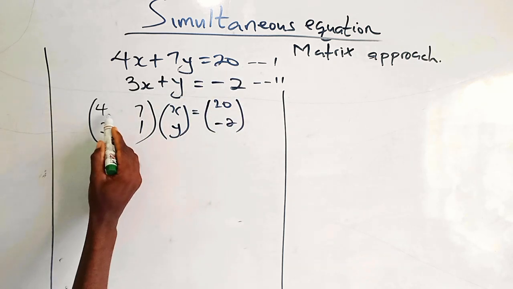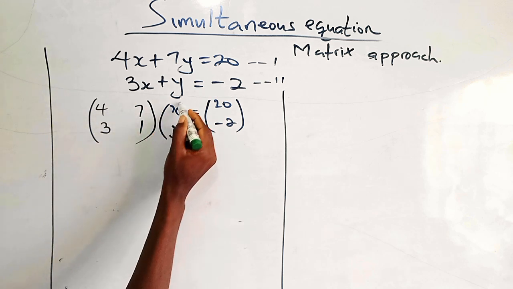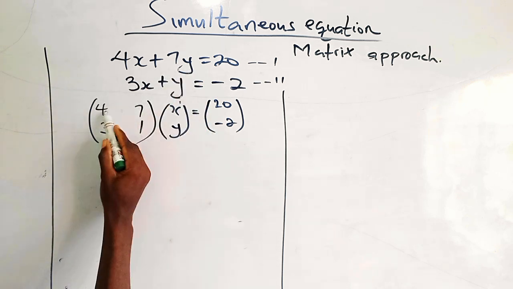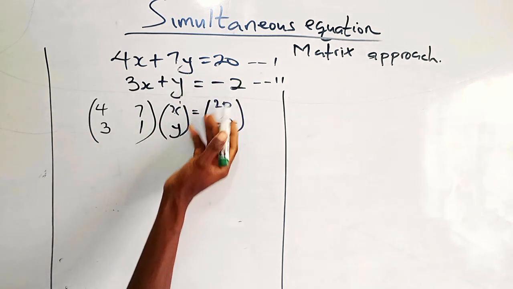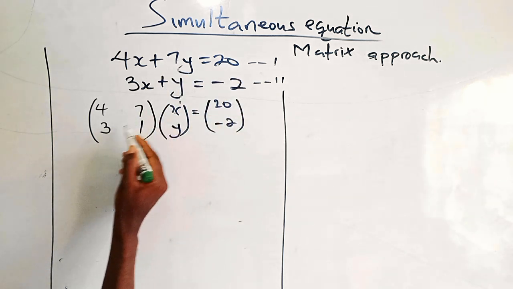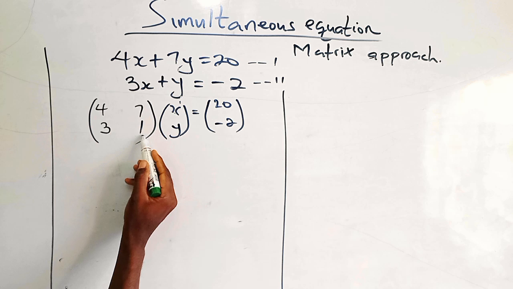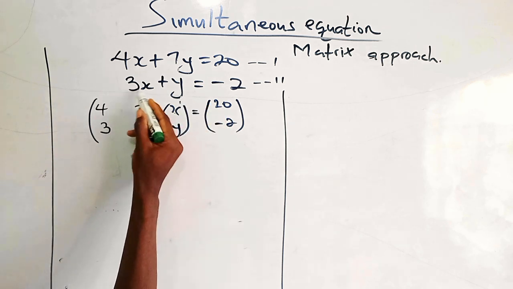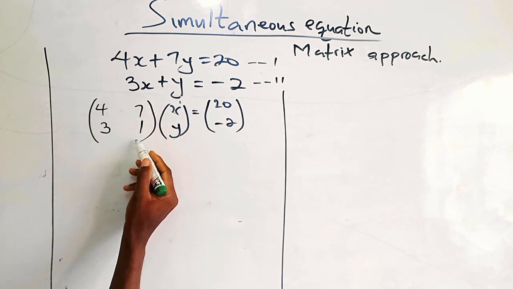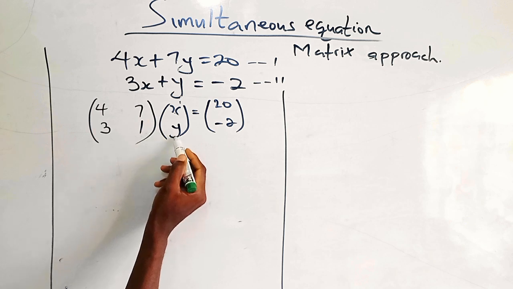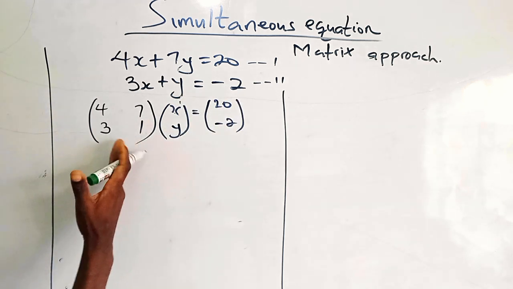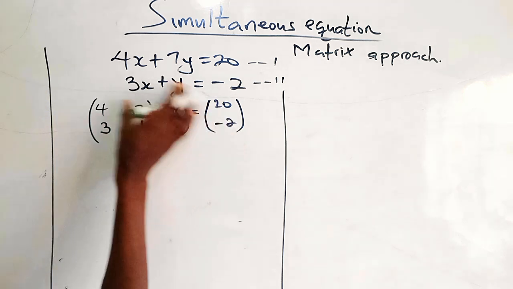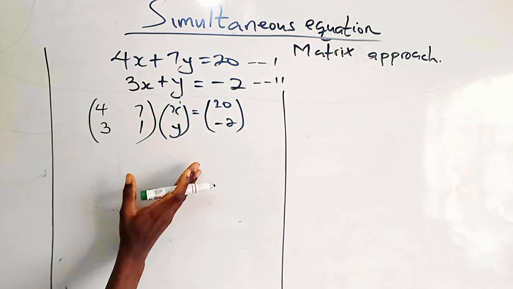So when you look at these rows, okay, you multiply with this column, you still have 4 times x is 4x plus 7 times y is 7y equals 20. And when you take this down row, multiply with this column, you still have 3 times x is 3x plus 1 times y is y, this equals minus 2. It's still the same thing. So this one is just the matrix representation of these two equations.